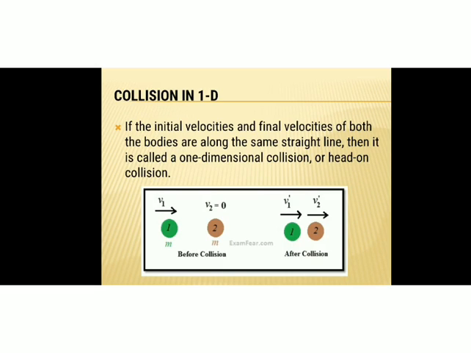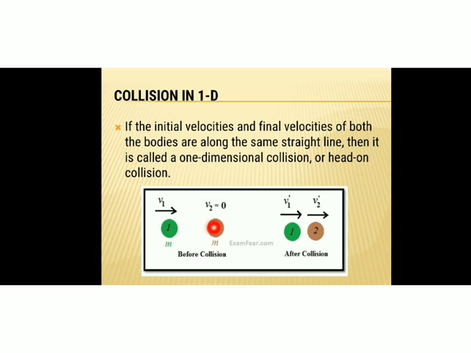Now, collisions can occur in one dimension. Collisions can also occur in two dimensions. If the initial velocities and final velocities of both the bodies are along the same straight line, then it is called a one-dimensional collision or head-on collision.